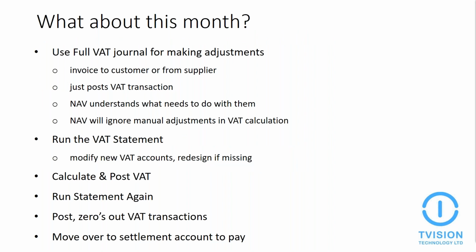Okay, so what about this month? Well, there are best practices if you are going to make any adjustments for this month, if you haven't put these best practice VAT procedures in place yet. So first of all, use the full VAT journal for making adjustments. So this is the invoices to customers or from suppliers. Just post the VAT transaction, and NAV understands therefore what to do with them. And NAV will ignore any manual adjustments in the VAT calculation as well. Then you need to run the VAT statement, modify any new VAT accounts and redesign if missing. Then run the calculate and post VAT, run the setup statement again. Then post, and it will zero out any VAT transactions, and then move over to settlement account to pay.